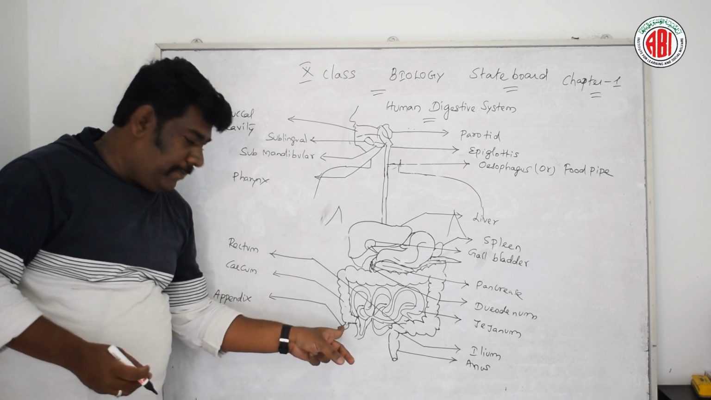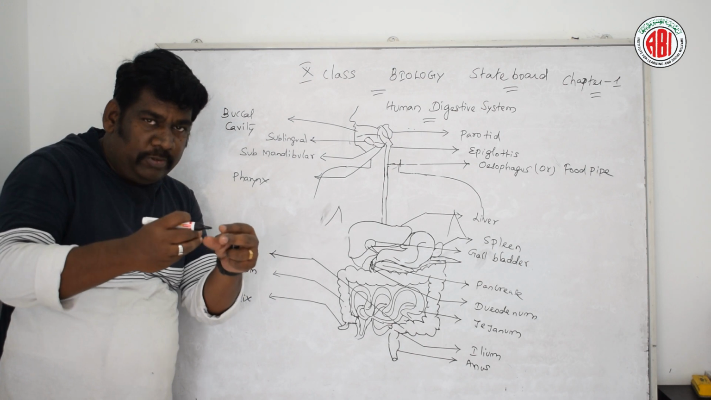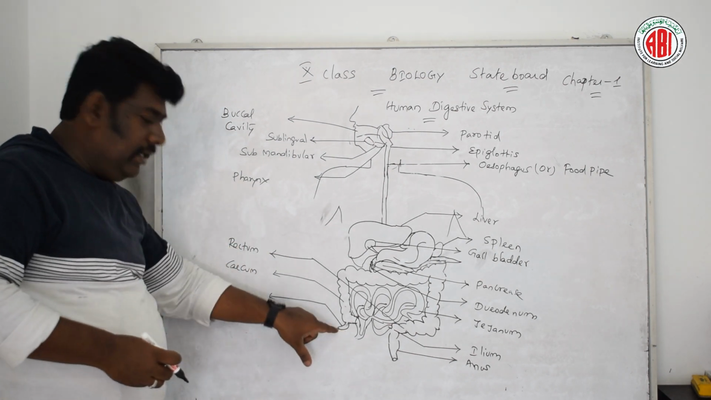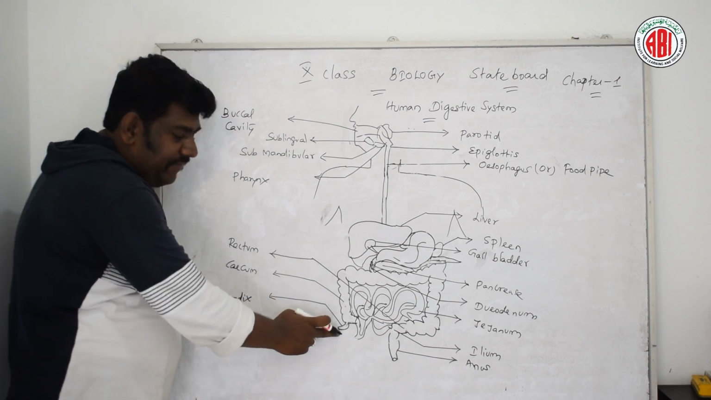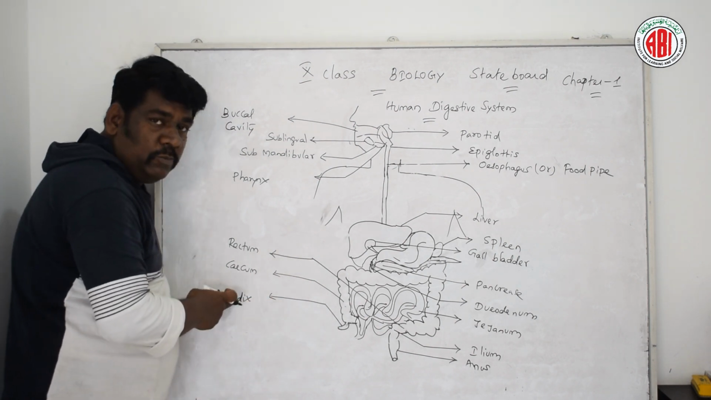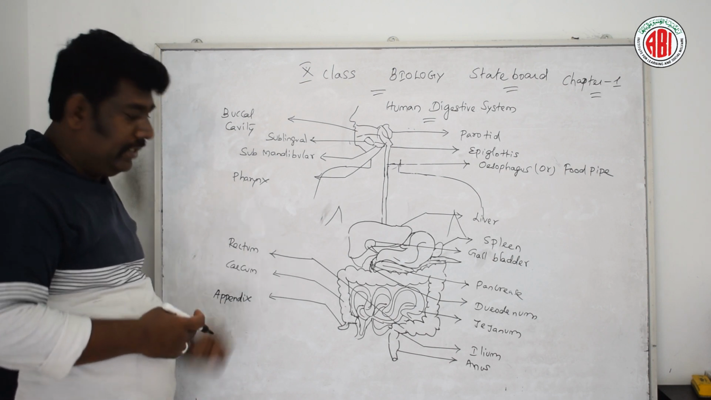So here, if you notice, where the small intestine meets the large intestine, a small hook-like, finger-like structure is there. This hook-like or finger-like structure is called the appendix, a most important part. It is a vestigial organ but an important part in the human digestive system.